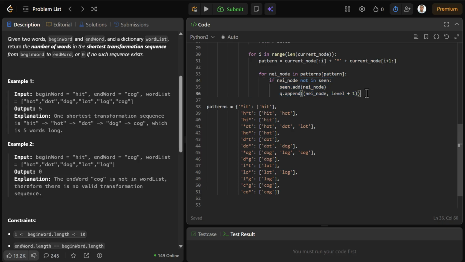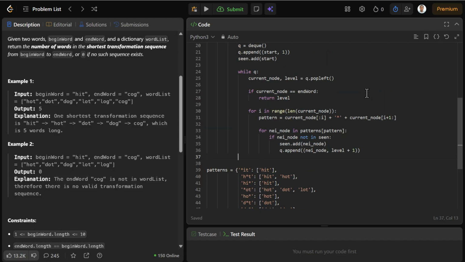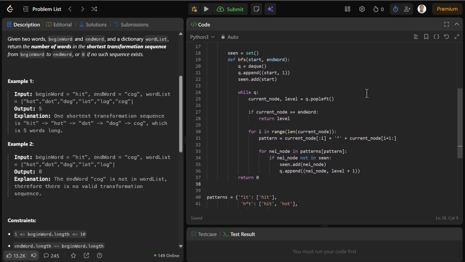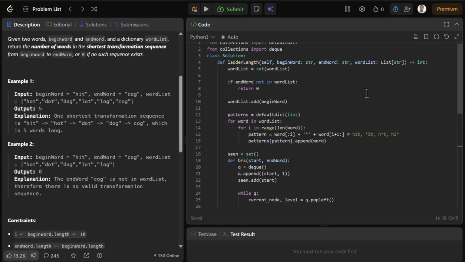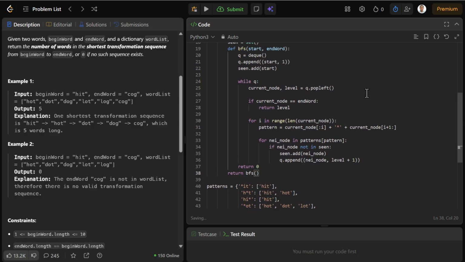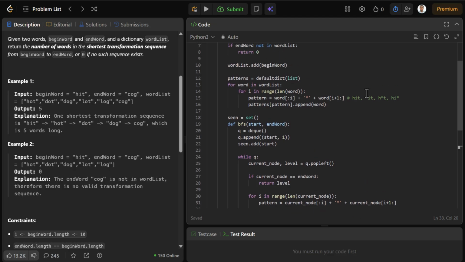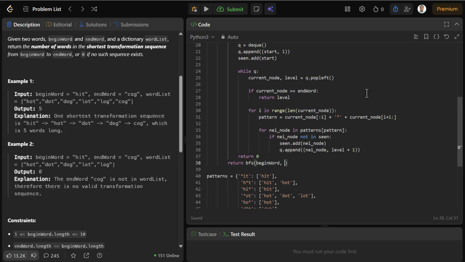Once we are done, if it goes all the way and it couldn't find it, then we can return 0. Since we can't find it, we can just return 0. And then once we are done with everything, we can now return the BFS of our starting word, which is going to be beginWord, and then endWord.